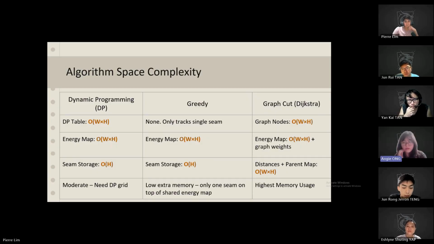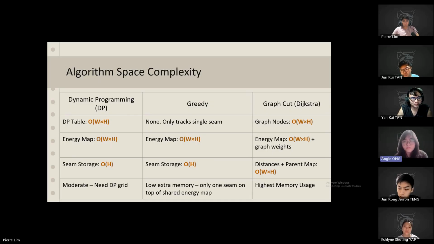Next, for the greedy method, it is the most lightweight. It does not store a DP table at all, so it only tracks a single seam that it is currently tracing. The only major structure it needs is the energy map, which is again O(width times height). But beyond that, it uses very little extra memory. This makes the greedy method extremely space efficient, though of course it sacrifices the optimality.